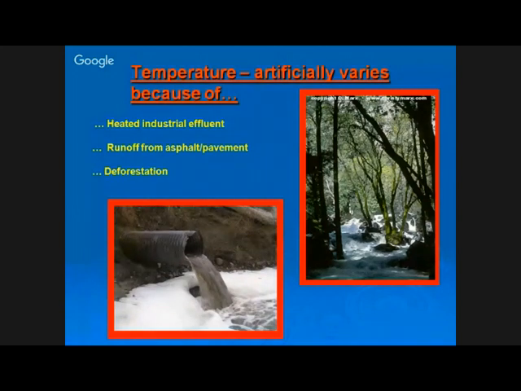Then what are the sources of increase in the temperature of the natural water? That is heated industrial effluent. If the heated industrial effluent goes into the natural water, it heats up the temperature of the water. The second is the runoff from the pavements, and then deforestation.